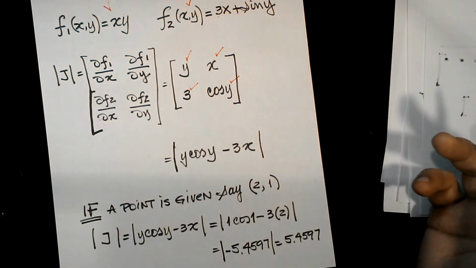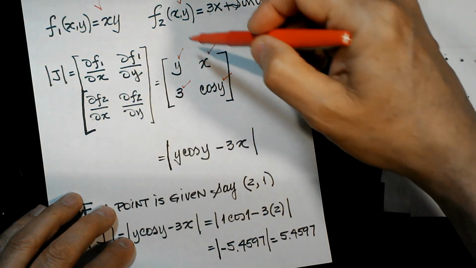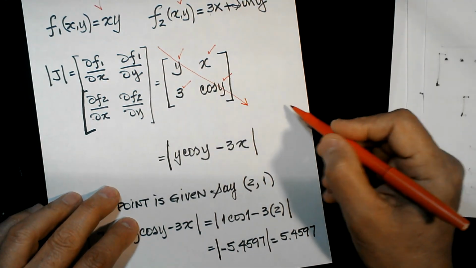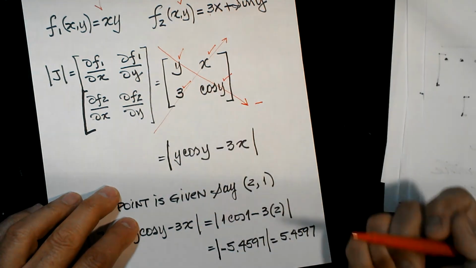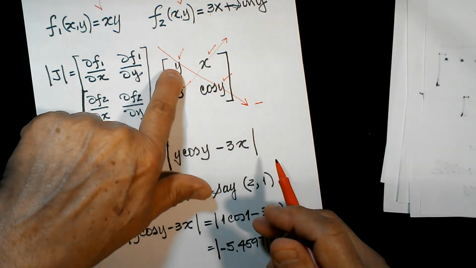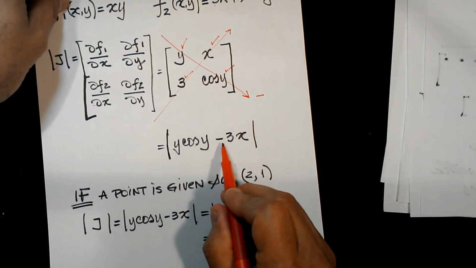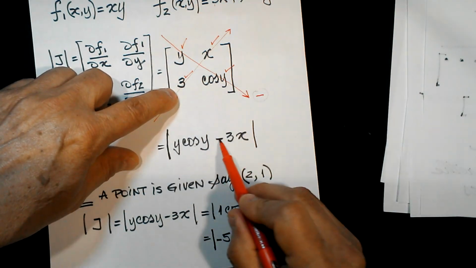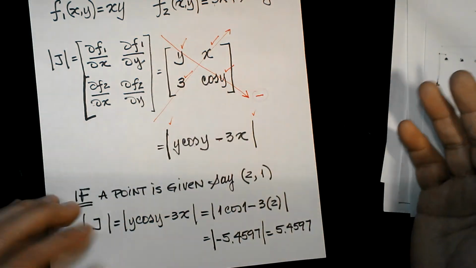This is not the Jacobian yet. The Jacobian is going to involve this multiplication down, like I showed on the arrows before, minus this multiplication up. So as we go down, we get y cosine of y, minus, go up, 3x, and the Jacobian is absolute. So here's the absolute value, and we're done.